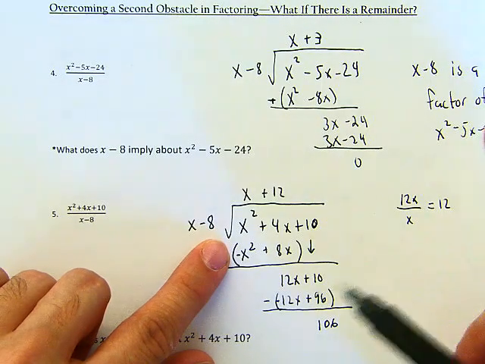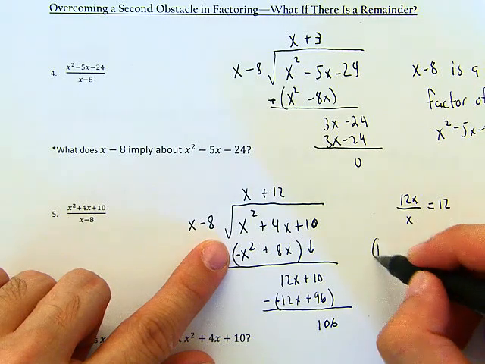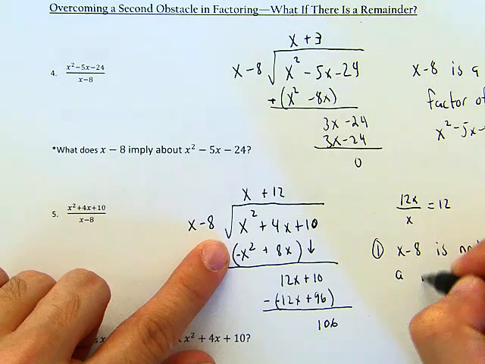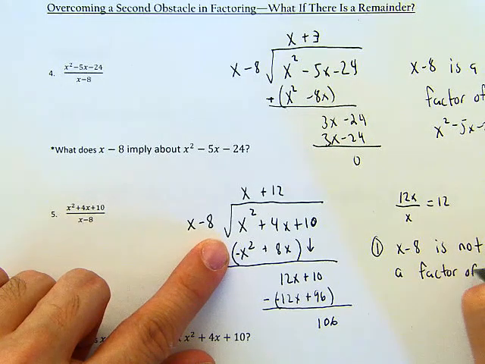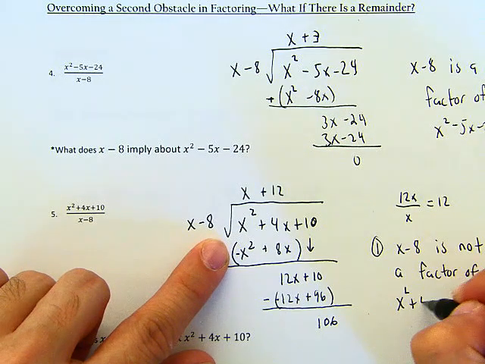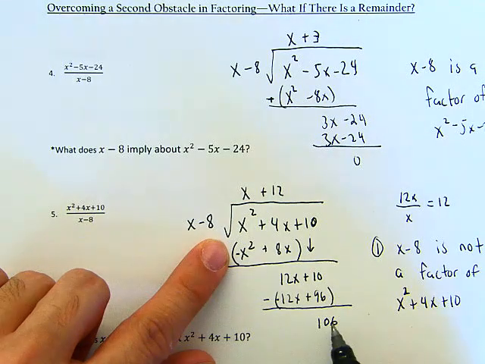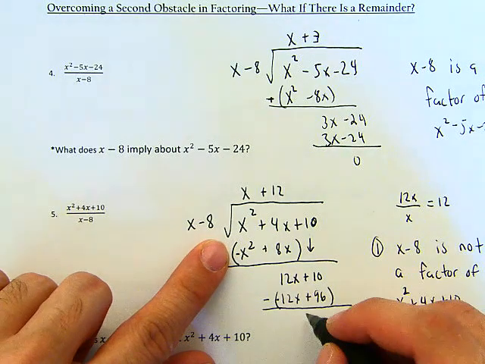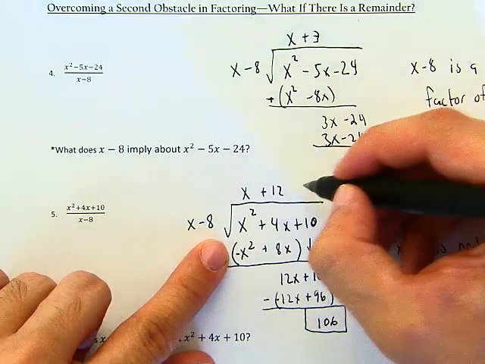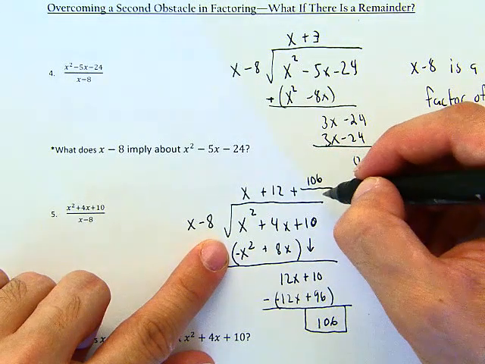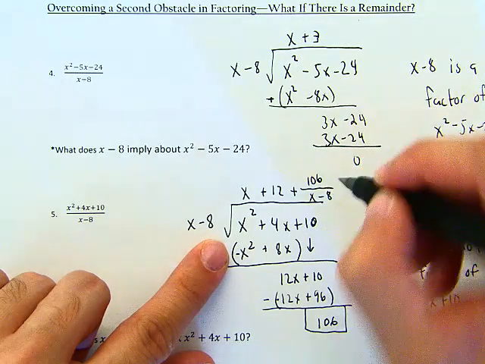So two things happen. One, x minus 8 is not a factor of x squared plus 4x plus 10, because I don't get a remainder of 0. But what's the last thing you need to do to finish it? All you do is take this remainder, 106, and divide it by x minus 8.